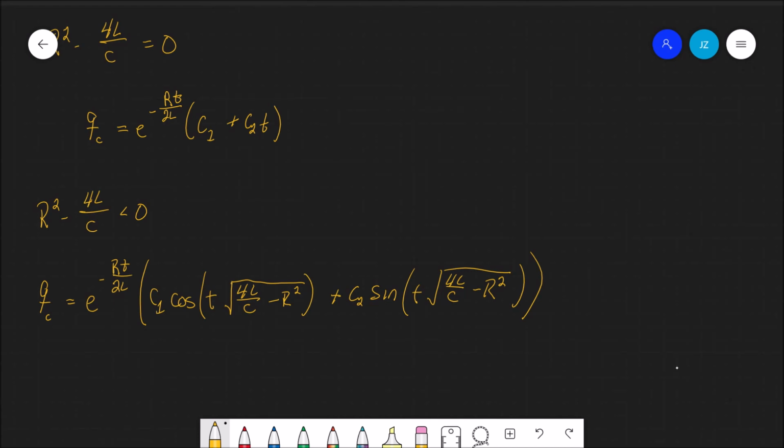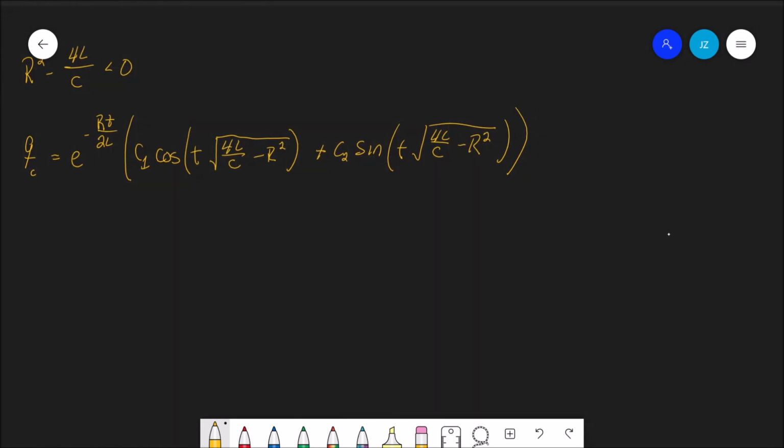If both E of t and R of t, or not R of t, but R equals 0, this is undamped. And if E of t is not 0, the system is forced. Then we'd have 2 solutions. You'd have the steady state Q_p and the transient Q_c.